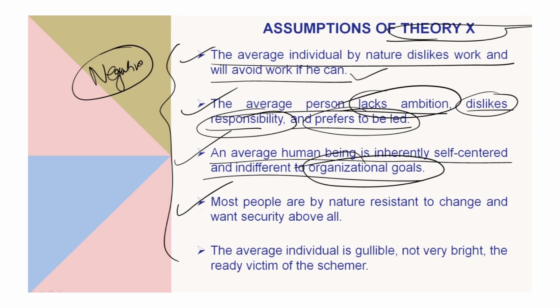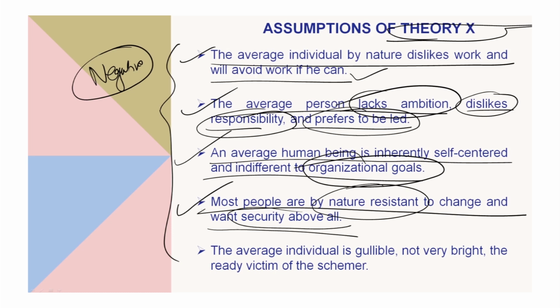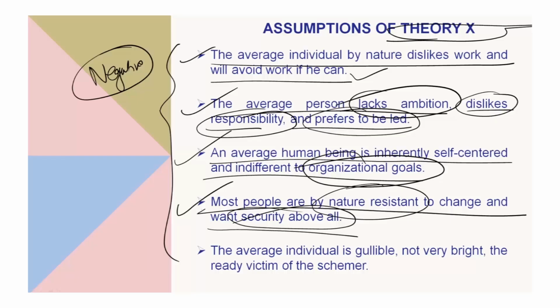Fourth assumption: most people by nature resist change and want security above all. It means that the majority of employees hesitate to make any kind of change in their job role, and they want job security above all things. This assumption clarifies that human beings always resist change. Suppose you take the banking sector as one example.